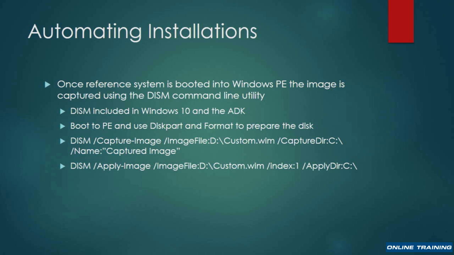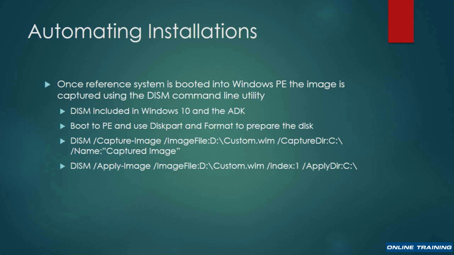You use Windows PE, boot it up, and then use the following command: DISM /capture-image /imagefile custom.wim. This is probably after having mapped a network drive, so we're putting it on the network. /capturedir the C drive, and then the name of the image.